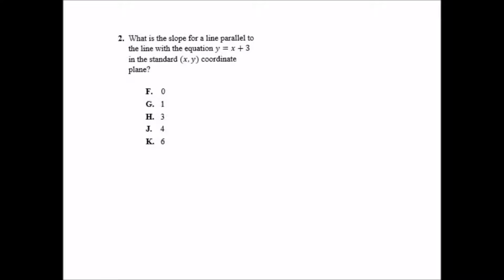Question 2 asks, what is the slope for a line parallel to the line that has the equation y equals x plus 3 in the standard xy coordinate plane? This is a distraction right here, in the standard xy coordinate plane. That doesn't really matter. If the line is parallel to this line, then they have to have the same slope. In this case, there's nothing in front of the x for the slope, so the slope is 1.